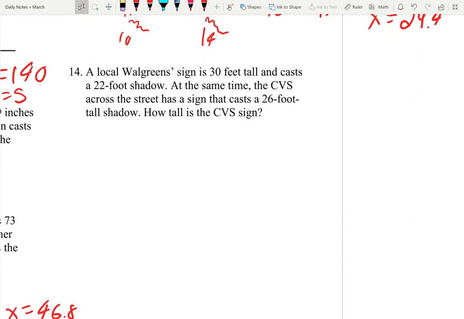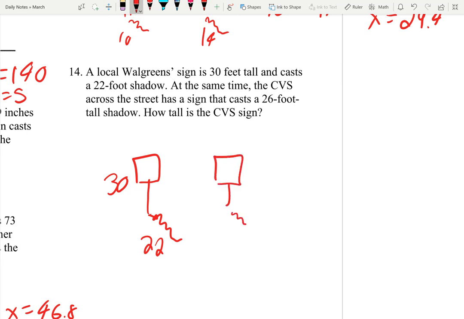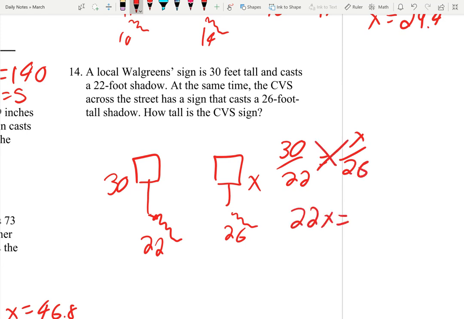And the last one, we have a Walgreens sign that is 30 feet tall, casts a shadow that's 22 feet long. A CVS sign casts a shadow that is 26 feet long. How tall is the CVS sign? So we have 30 to 22 as x to 26. And cross multiply, we have 22 times x, and then 30 times 26 is 780. Divide by 22, and we have 35.5. We'll round it, say x equals 35.5 feet tall.